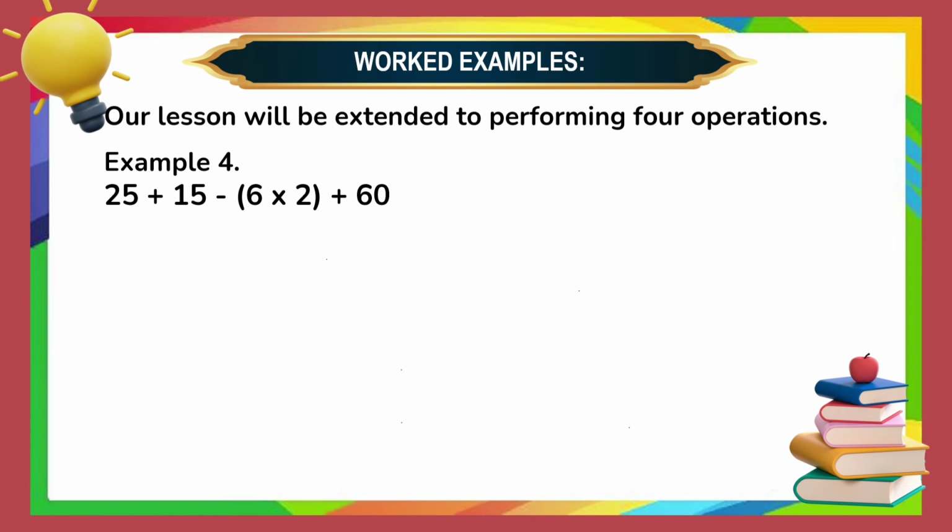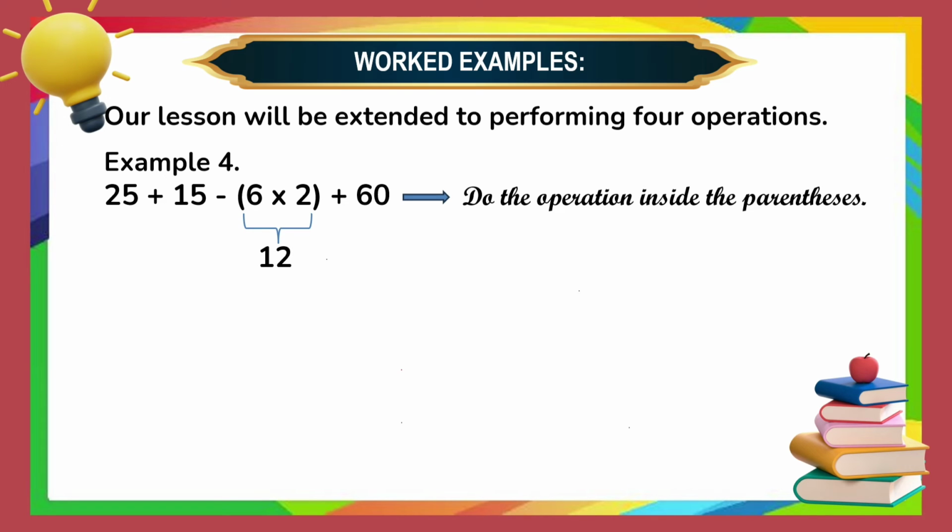For example number 4, 25 plus 15 minus open parenthesis 6 times 2 close parenthesis plus 60. So again, in this case, we have a grouping symbol, which is parenthesis. We will do the operation inside the parenthesis first. So 6 times 2 is 12. And then bring down the rest of the digits.